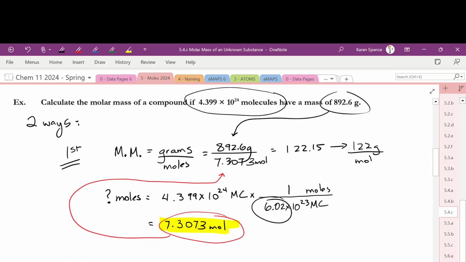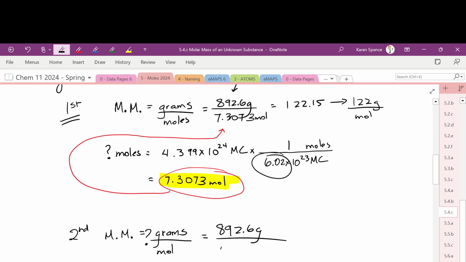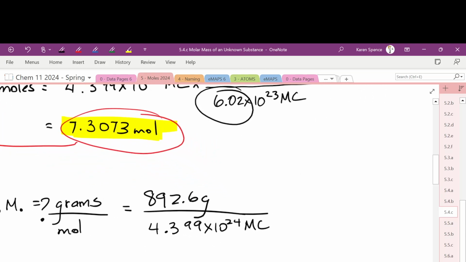Second method of doing it, your choice. I still recommend that you write down molar mass is equal to the grams over the moles, because this is what you want to end up with. We don't know how many grams per mole. We do know that there are 892.6 grams per 4.399 times 10 to the 24 molecules. That would give us grams per molecule.